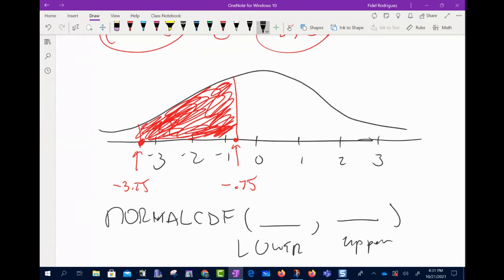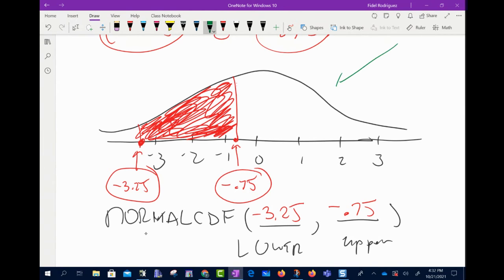So remember, we have a lower limit and we have an upper limit. So we notice what our lower limit is. We start at negative 3.25 and we stop at negative 0.75. And like I said before, what helps me the most is drawing the picture, because when I draw the picture and I put those two numbers on there and I do my shading, I can see exactly what it is I'm looking at. I feel like I'm a visual learner. If I can see what's happening, it usually makes it a little bit easier for me.